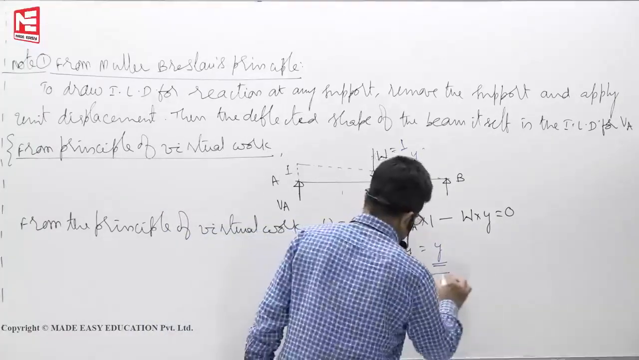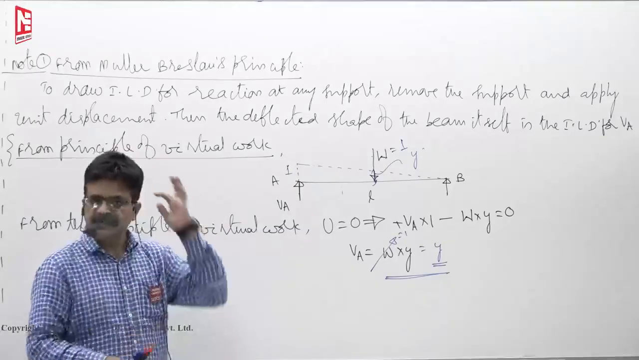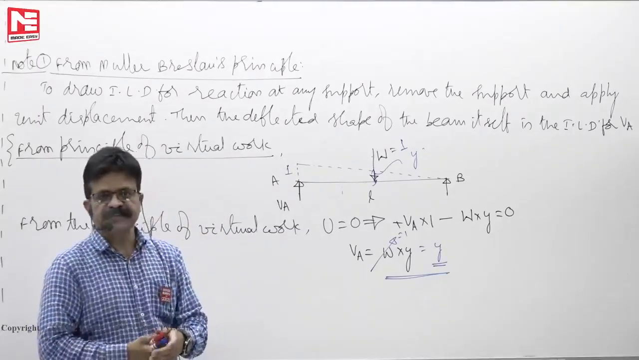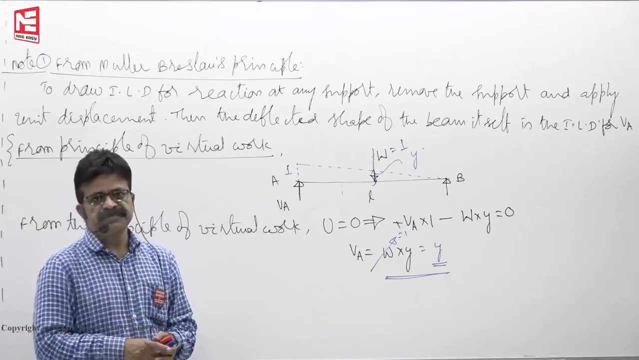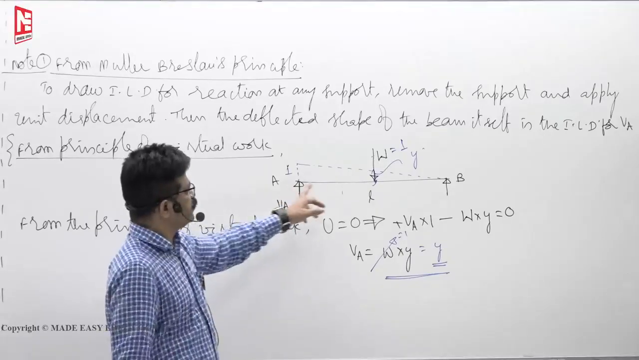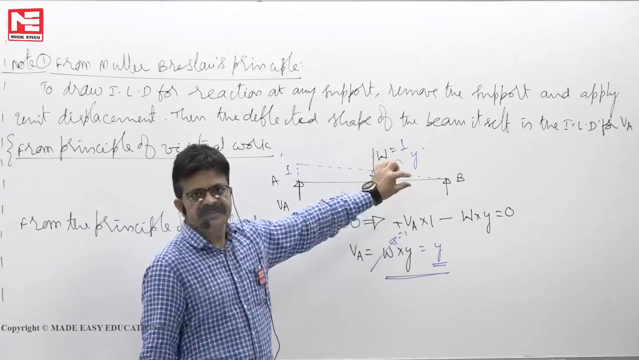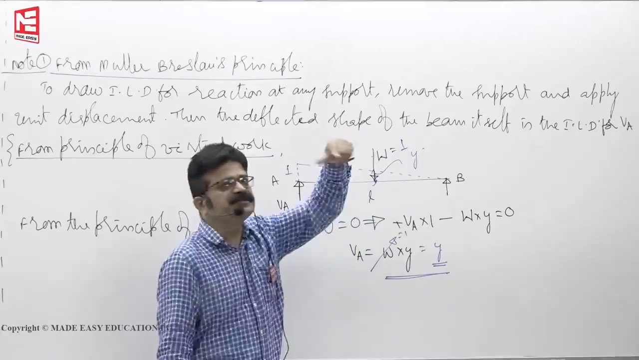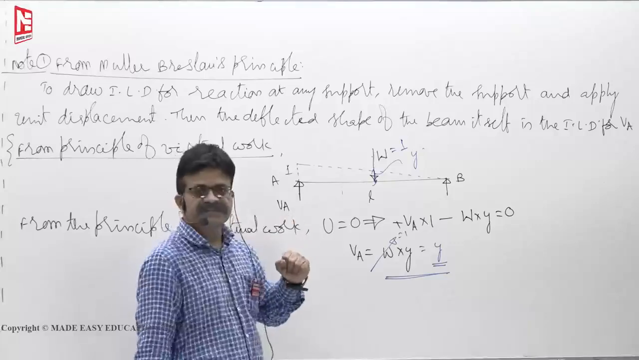This is called the principle of virtual work. Muller Breslau has taken that principle and given his statement: the deflected shape of the beam itself directly gives you the influence line diagram for reaction at A. Supposing the load is here, then you take this displacement. That means wherever the load is, you take the corresponding displacement and find the reaction.